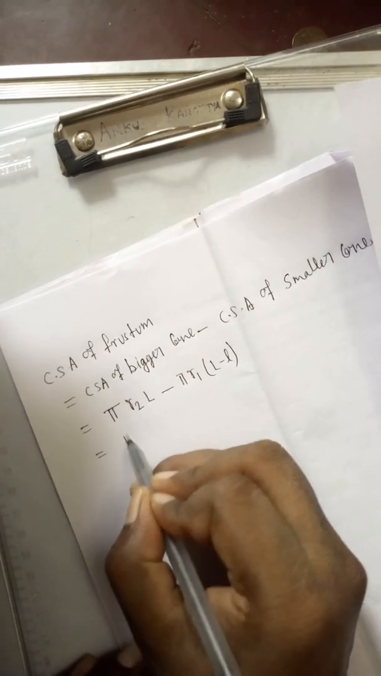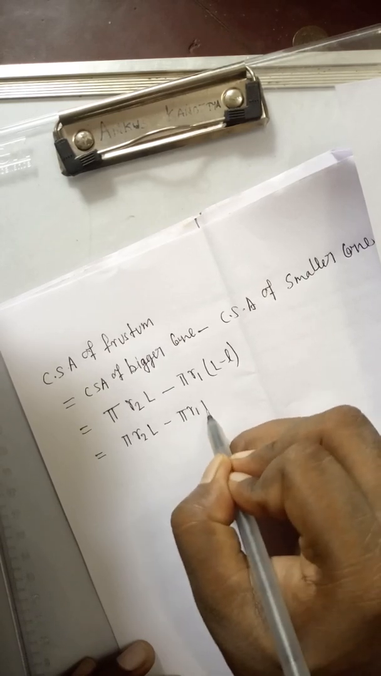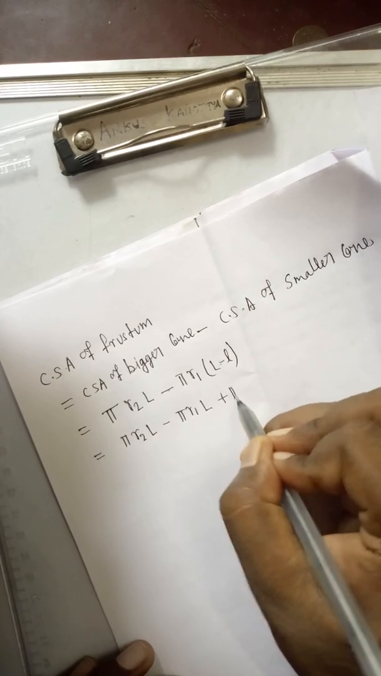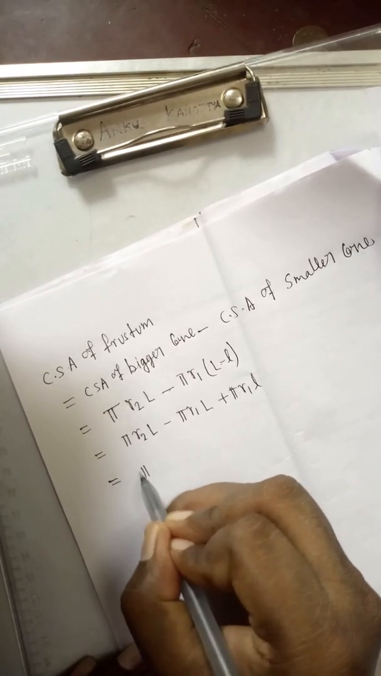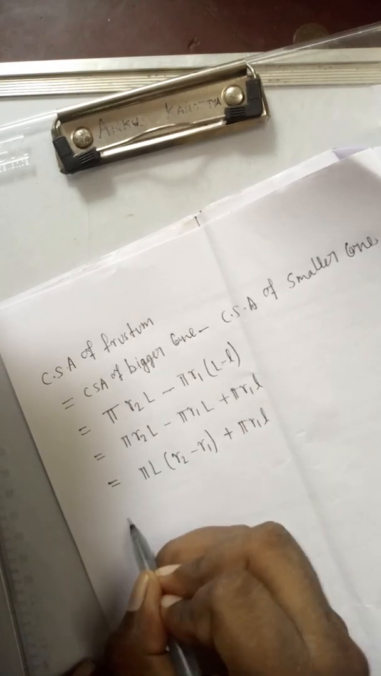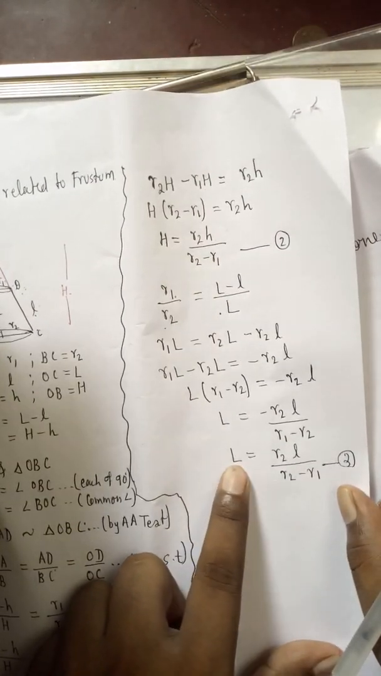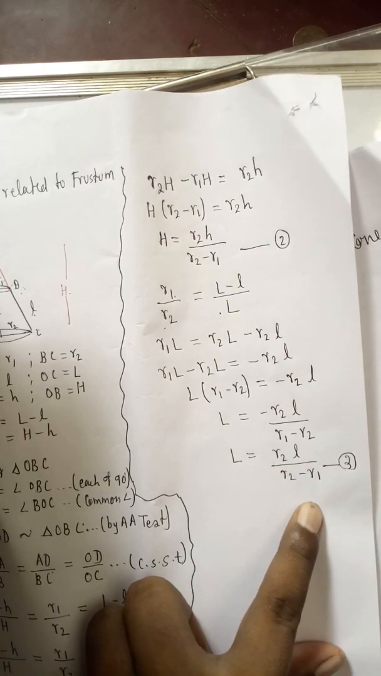So this will become pi R2 L minus pi R1 capital L. This minus and minus will give us plus, so we'll get plus pi R1 l. From the first two, we can take pi and capital L common. So in the bracket we have R2 minus R1, plus pi R1 l. So already we have the value of L which we have calculated. So what is the value of capital L? The value of capital L is R2 into small l upon R2 minus R1.